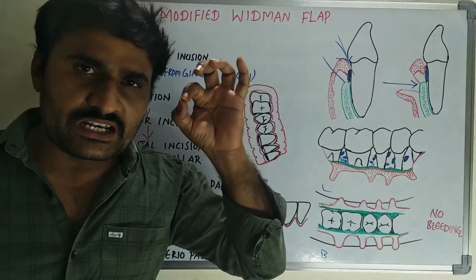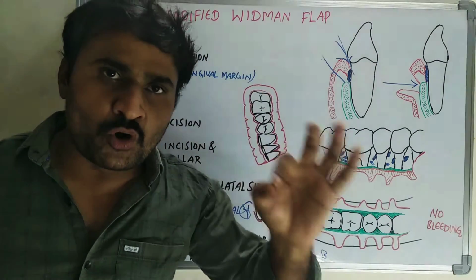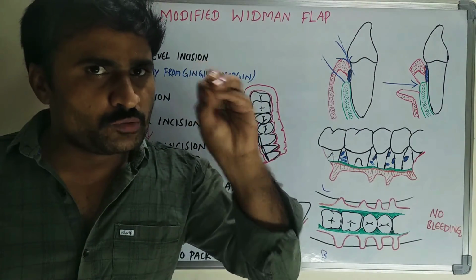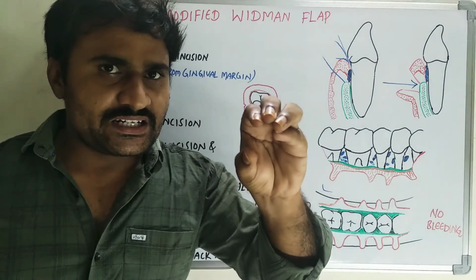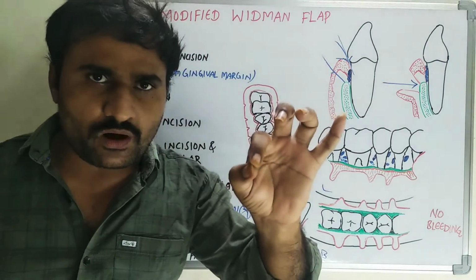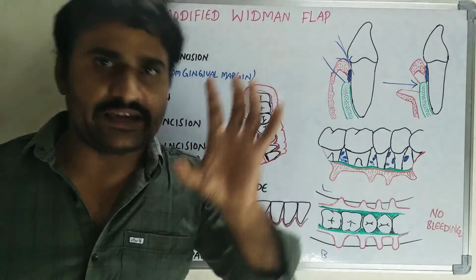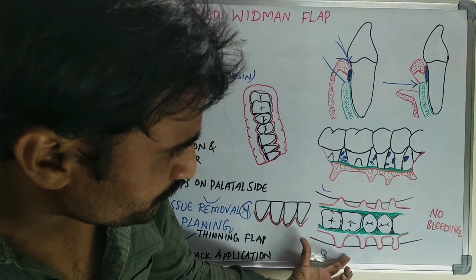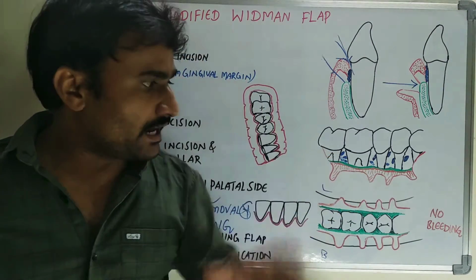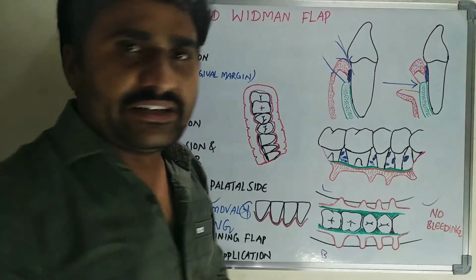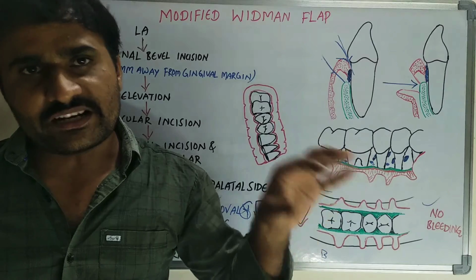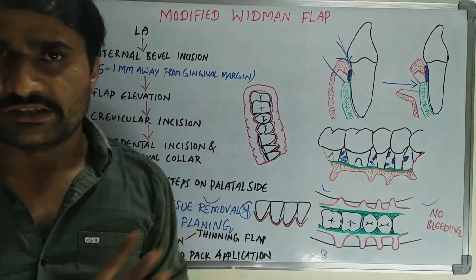Once you remove the complete granulation tissue, there will not be any bleeding from the bone. Bone should be completely white and it should not have any bleeding spots. If there is a bleeding spot, it means there is granulation tissue left there, right? You can see in this diagram, whitish bone should be visible, right? And there should not be any bleeding. This is the main indication that if there is no bleeding, then there is no granulation tissue left. That is the main success for flap surgery, right?